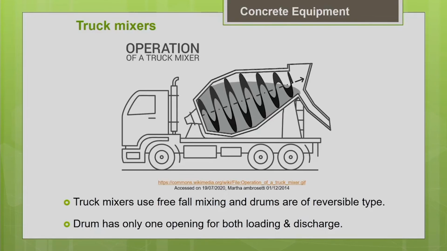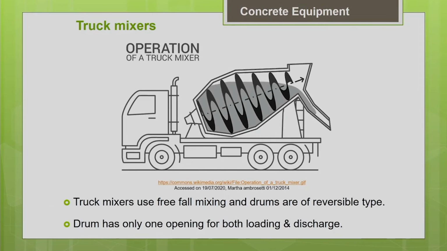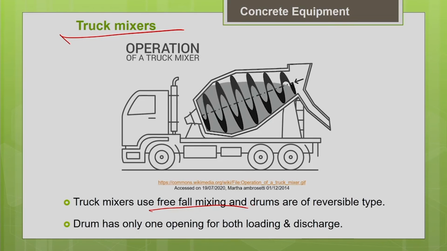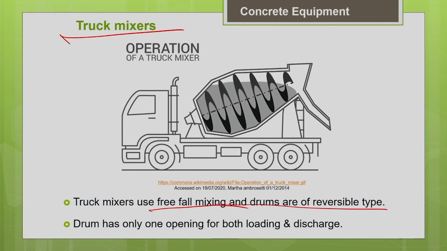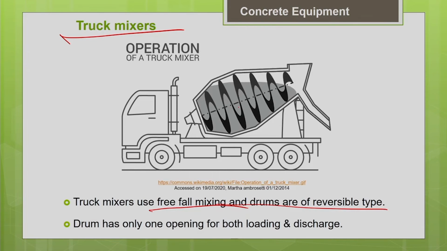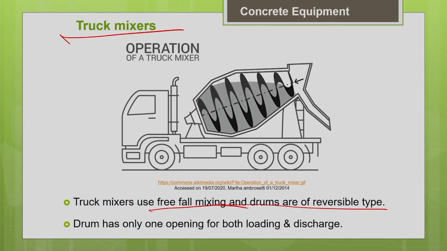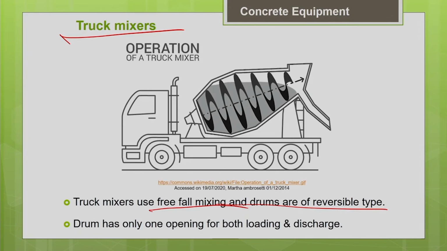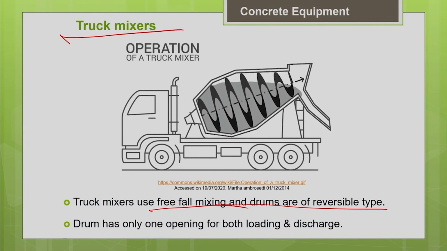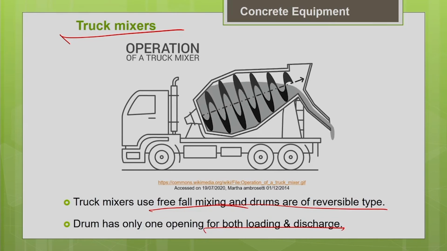So this picture I have shown you already. Your truck mixers come under the category of free fall, non tilting, reversible type. You can see the spiral blades inside. If you rotate in one direction, it will pull the material inside, which will facilitate the loading process. If you rotate in the opposite direction, the blades will push the material outside, which will facilitate the discharging of the concrete. So it has only one opening for both loading and discharge.